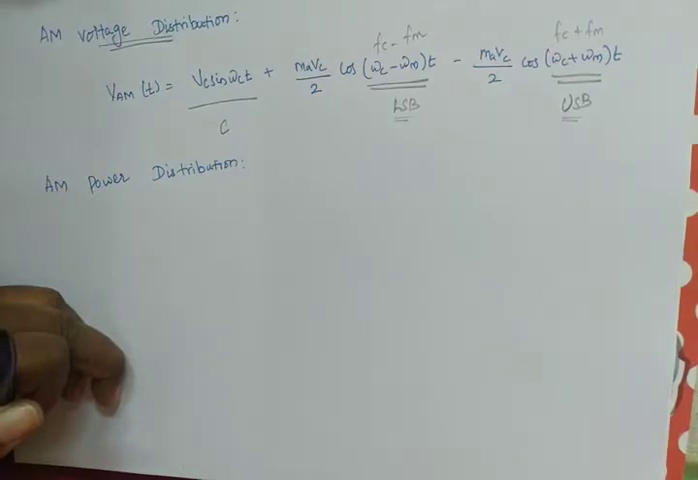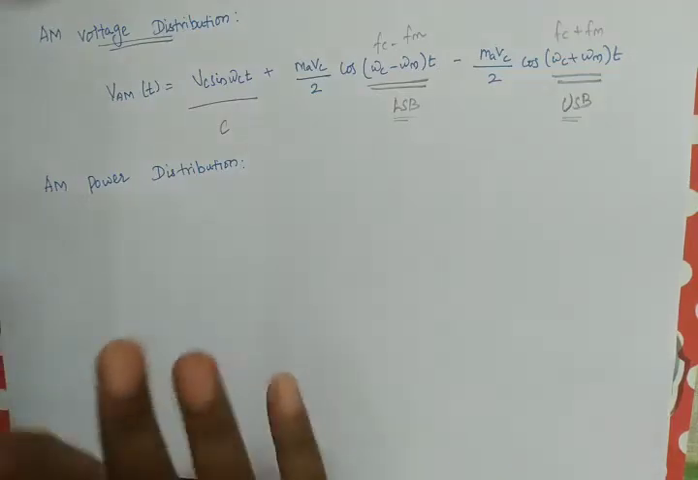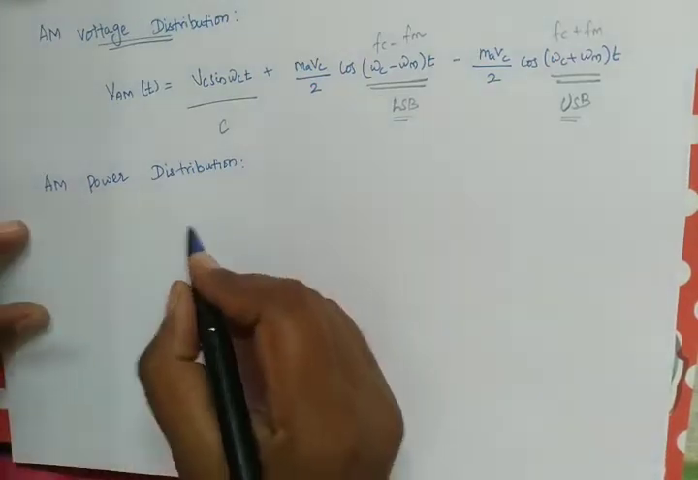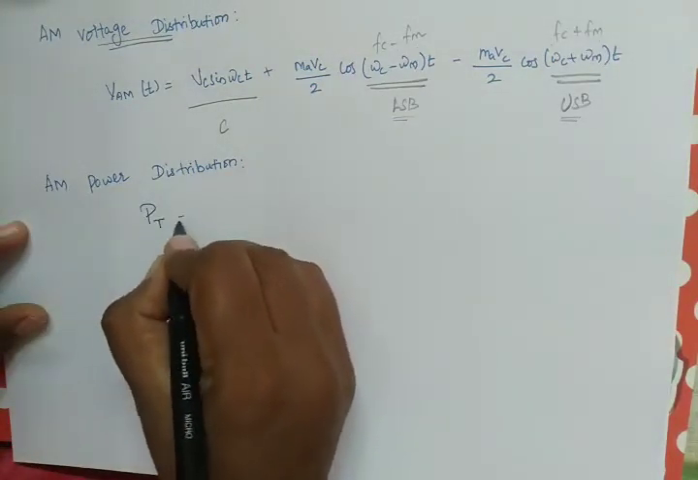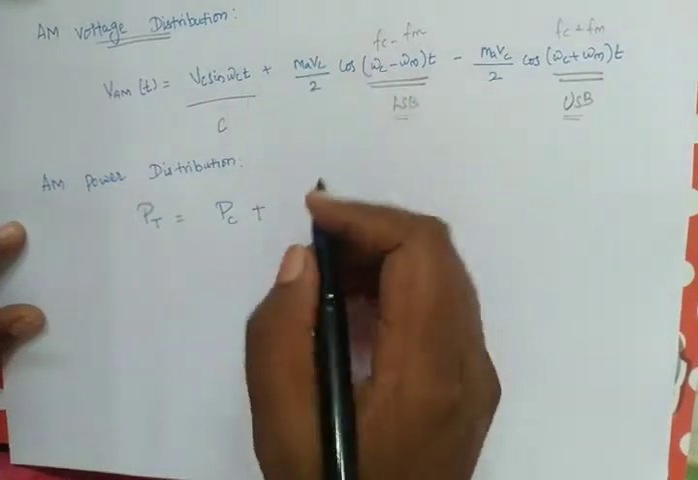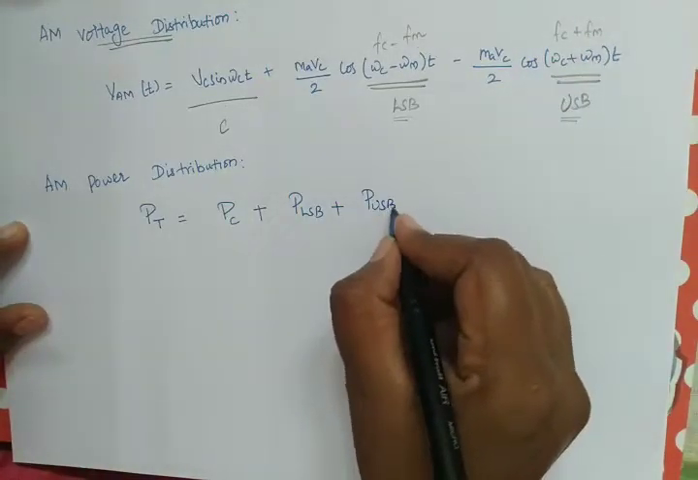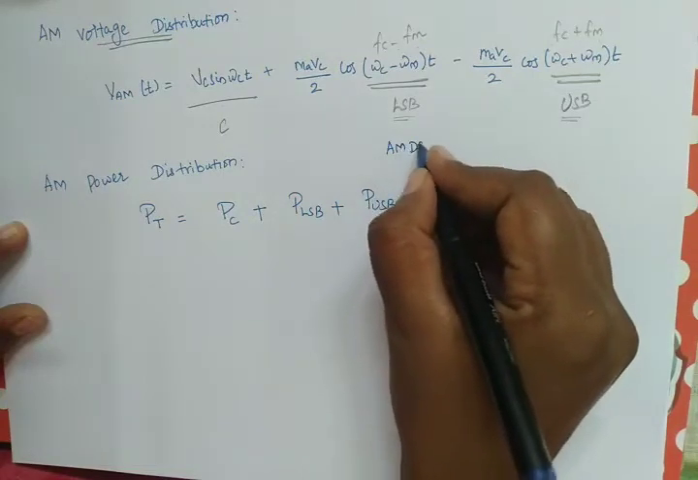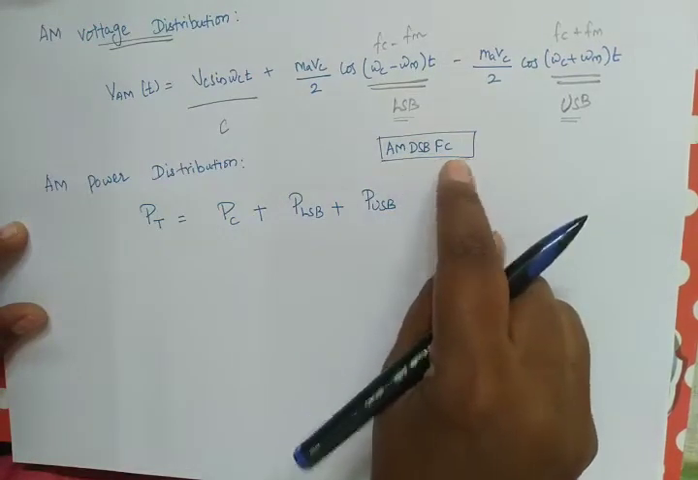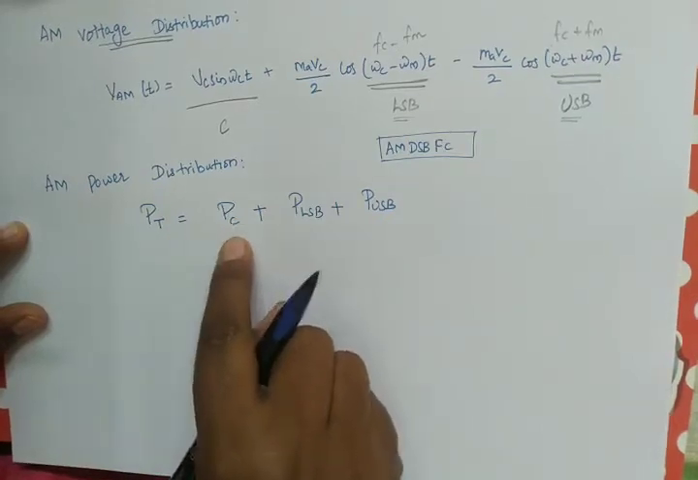Now let us move on to the AM power distribution. We know that AM DSB FC contains the upper sideband, lower sideband and carrier, and the total power is given by the carrier power, because here we have the carrier signal, plus the lower sideband power, plus the upper sideband power, because it is amplitude modulation double sideband full carrier. So it has two sidebands and a full carrier, and the total power will be given by the summation of these three powers.